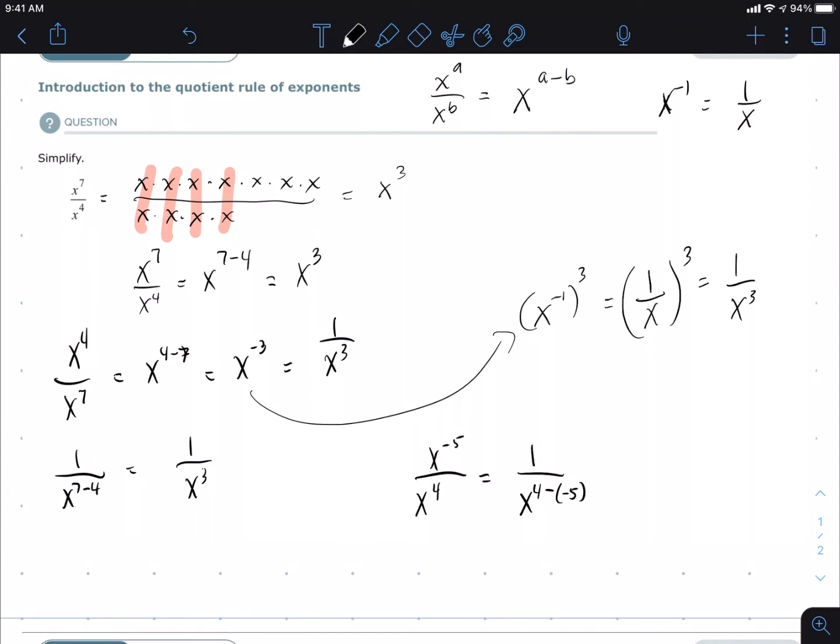Does that make sense? So what should I get? X to the what? 9. To the 9. So that's the answer to this one. This would be the easy way to do this one. But that's how it works. Does that make sense to everybody? The quotient rule for exponents?